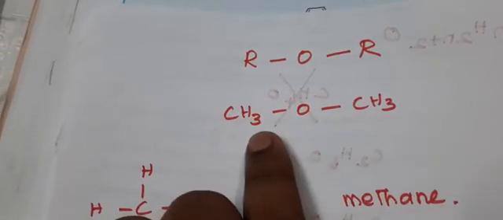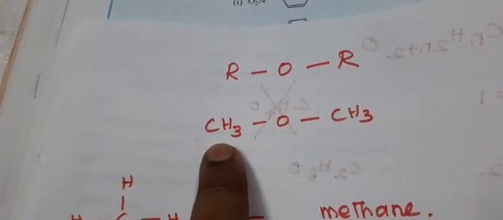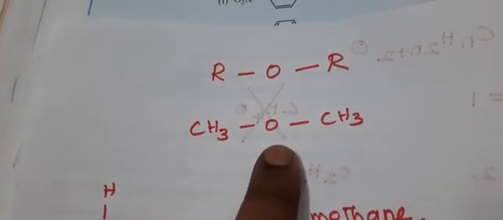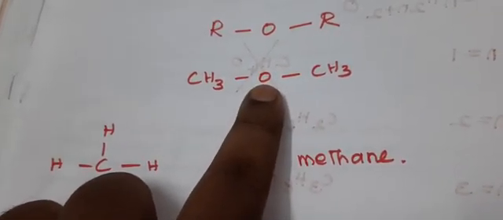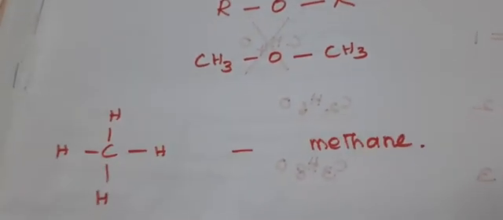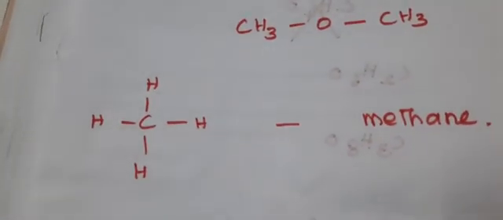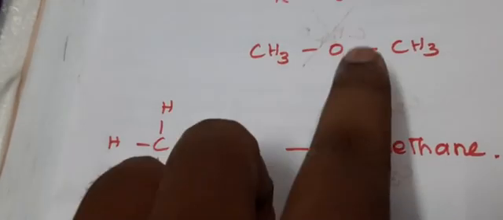See one example. ROR, this is ether. The example for ether is CH3OCH3. Instead of R, here we are using the methyl group. So, here oxygen is attached with two methyl groups. This is the example for ether. Ether is considered as a derivative of hydrocarbon. That means by using hydrocarbon, we can get ether.